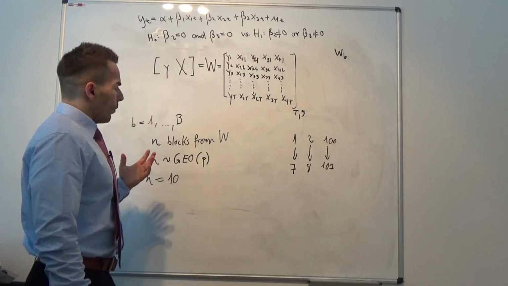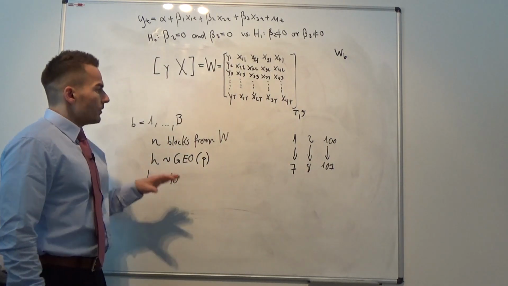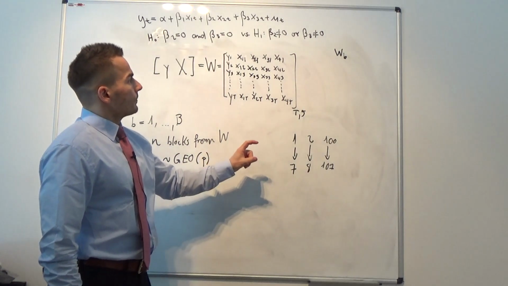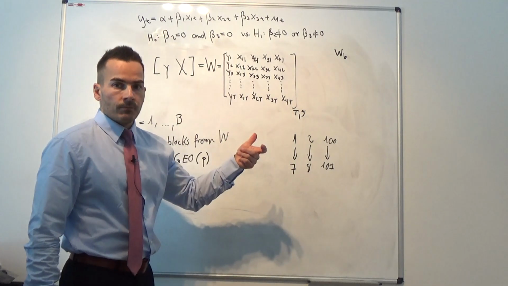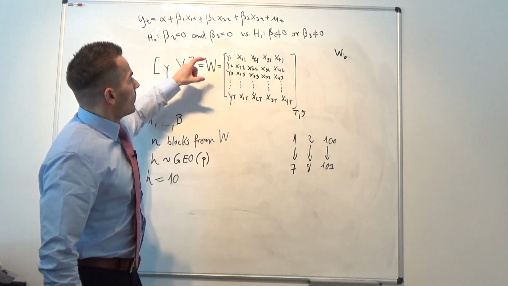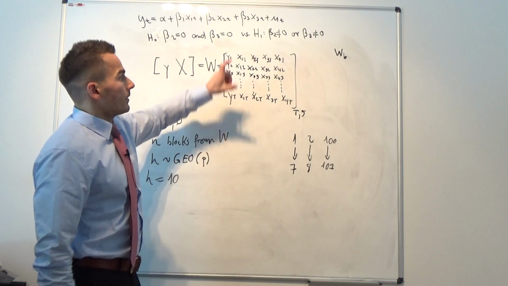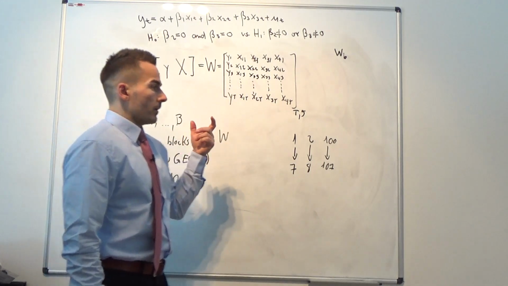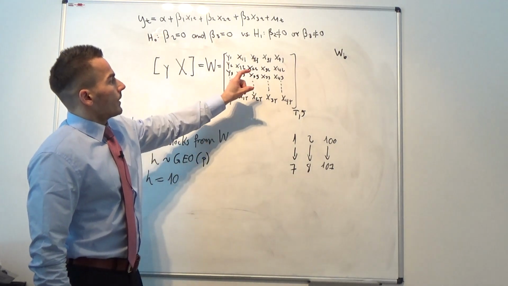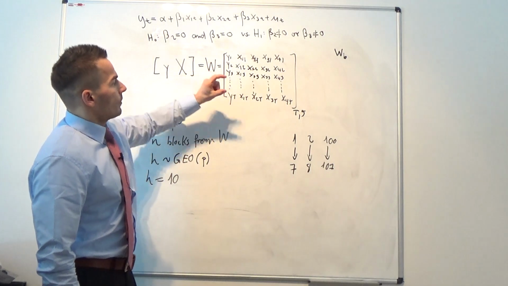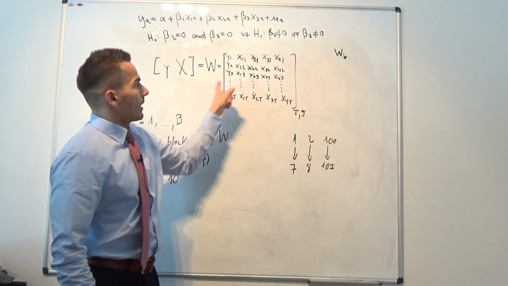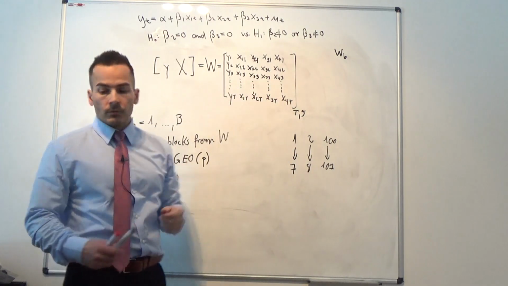Once we have determined the block length, say it's 7, we randomly choose a block that has 7 rows from that matrix W. So we employ a random number generator and choose randomly a block from W that has 7 rows and all 5 columns. This is what we do.